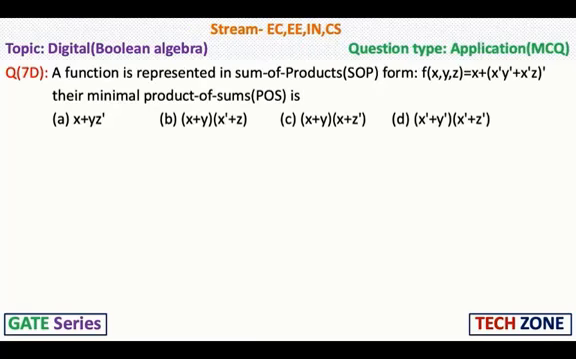So the question here is a function represented in sum of products, that is SOP form. f, a function of x, y, z, is equal to x + (x bar y bar + x bar z) whole bar. Their minimal product of sum, that is POS, is option A x + y z bar, option B (x + y)(x bar + z), option C (x + y)(x + z bar), option D (x bar + y bar)(x bar + z bar).